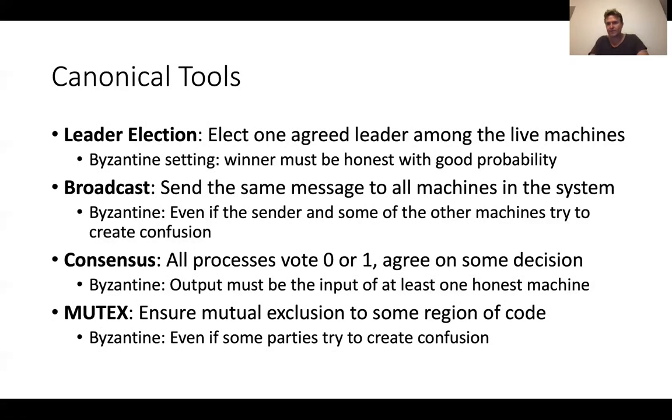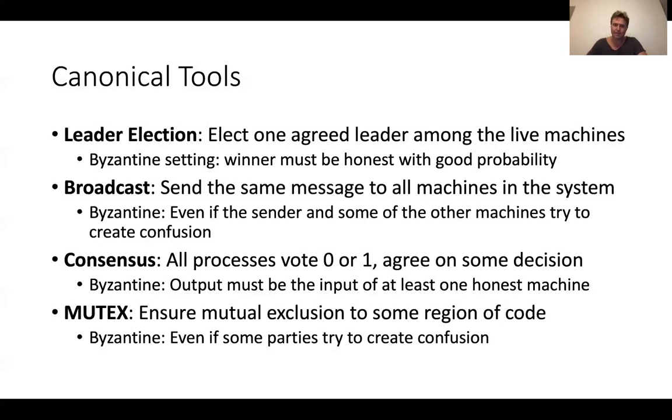Broadcast is the problem of sending the same message to all servers in the system. So we could have 100 servers, and there is one sender, and the sender should send a message to everybody. And we want to make sure that it's the same message we receive, even if the sender and maybe 10% of the other servers are corrupted, and try to make us not receive the same thing. That's complicated, and we'll take a look at that. But once solved, it's a very powerful tool to have in a distributed system.